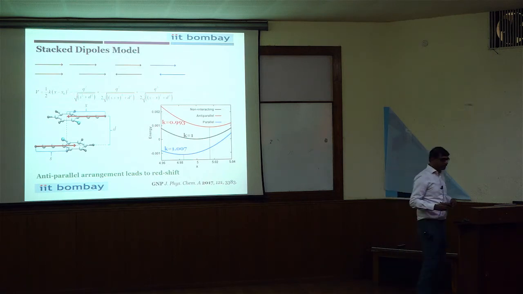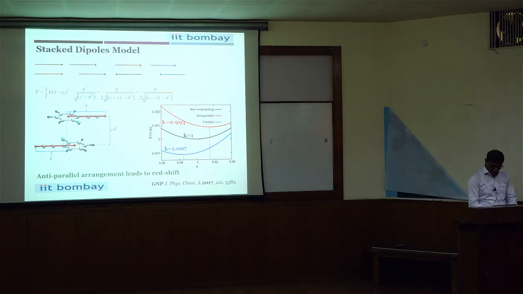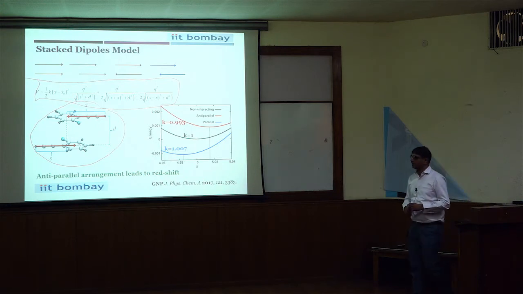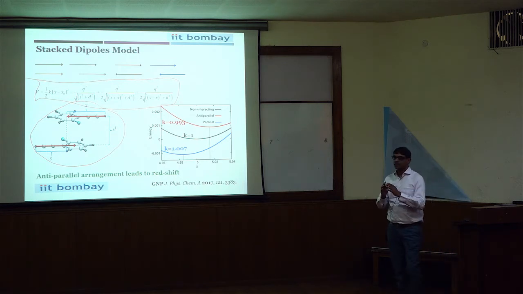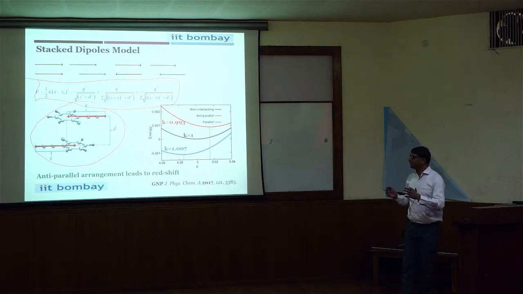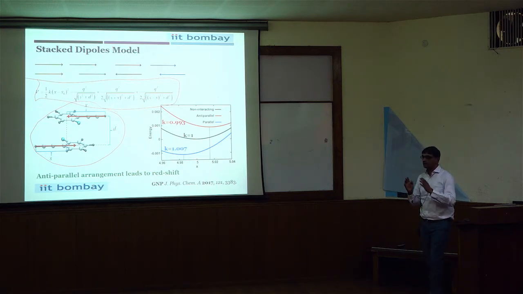We extracted this geometry from the ab initio calculation and refitted it to a potential which looks like this, which is nothing but a harmonic potential with the electrostatic terms in it, and we re-optimized this potential. We found that in the case of anti-parallel, the length of the dipole increases. So, there is a lengthening of this bond, and in the case of parallel, the bond shortens.